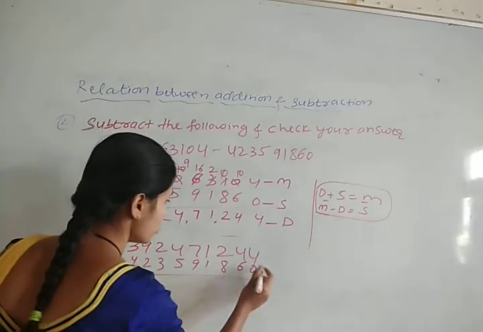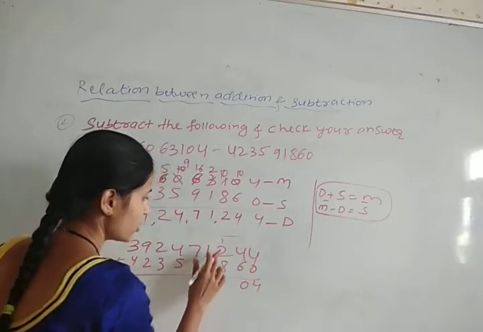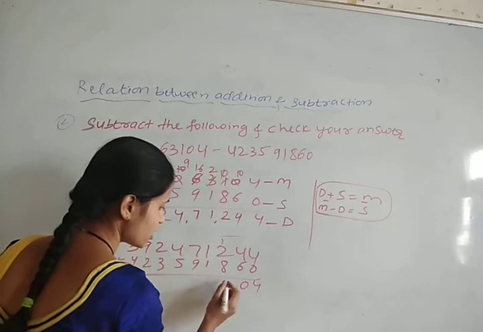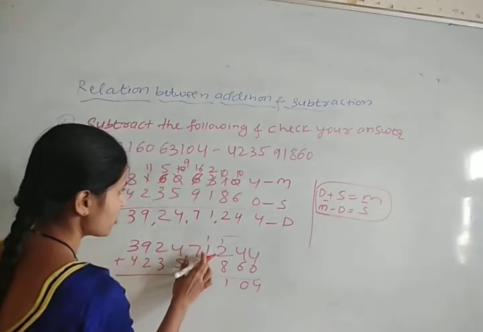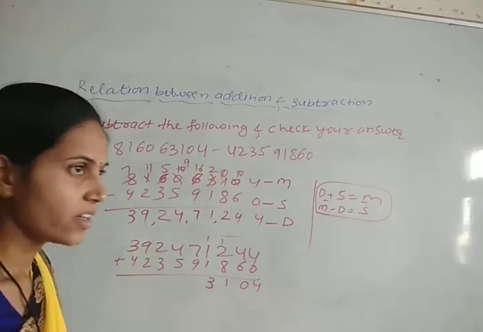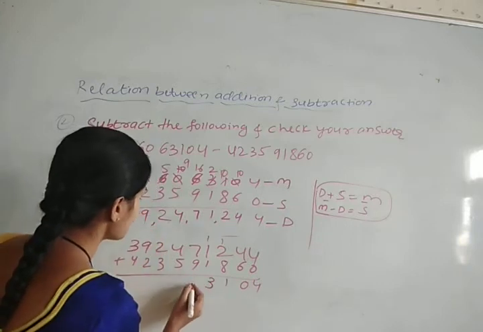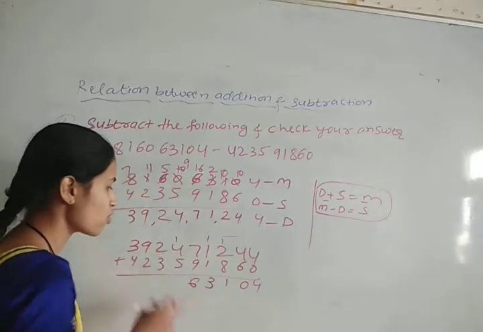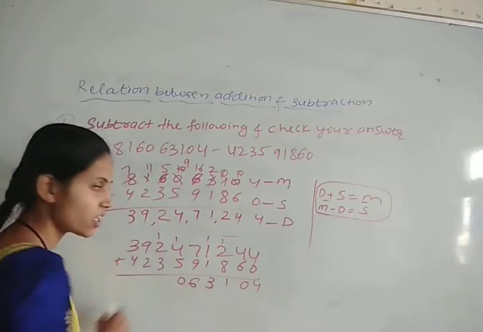Now add these two. 4 plus 0 is 4. 4 plus 6 is 10. 2 plus 1 is 3. 3 plus 8 is how much? It is 11. Write 1, take 1 as a carry. Now 1 plus 1 plus 1 is 3. Now 9 plus 7, you will get 16. I will write 6 here, take 1 as a carry. Now 4 plus 1 is 5. 5 plus 5 is 10. Write 0 here, take 1 as a carry.